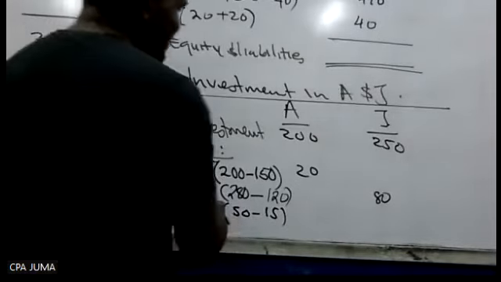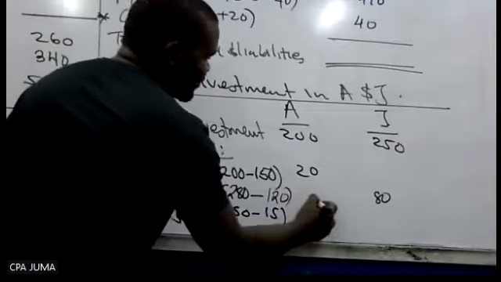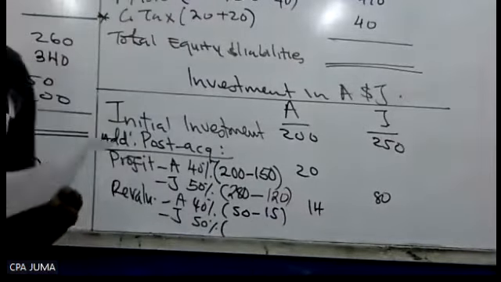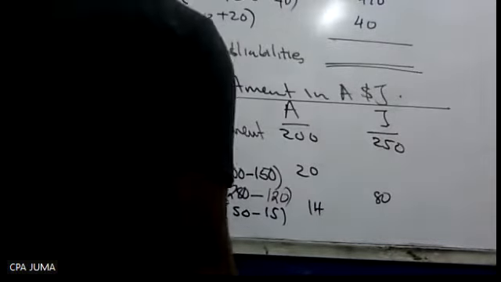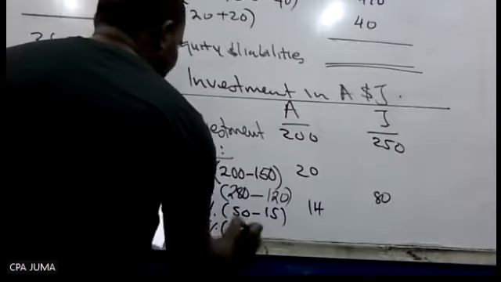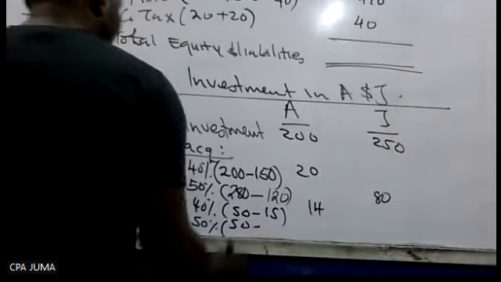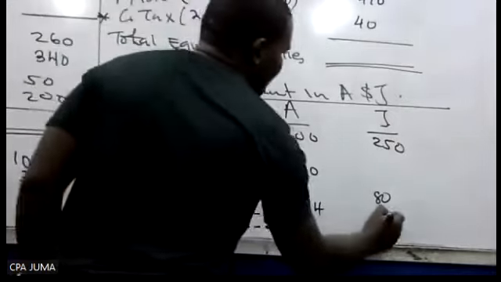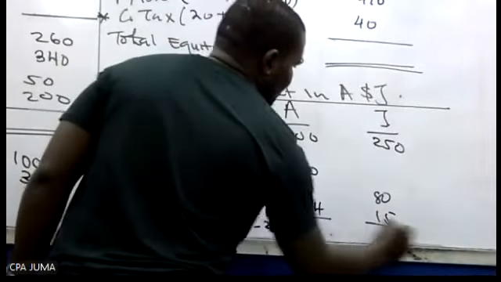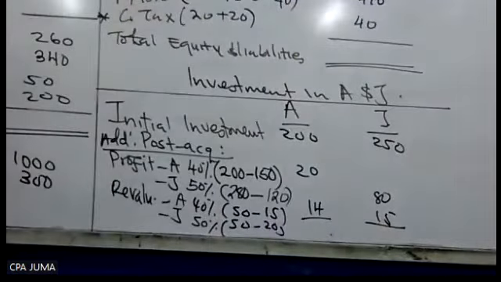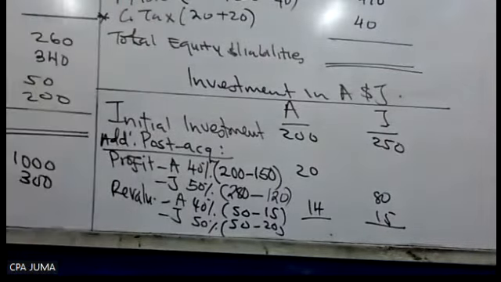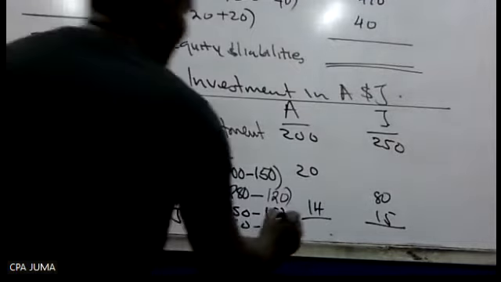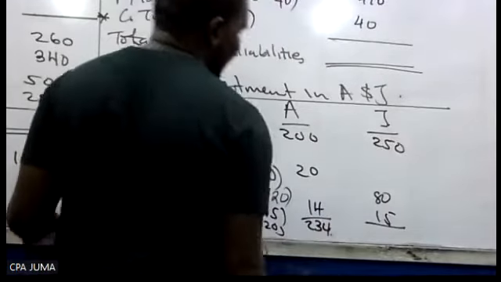So 50 minus 15 by 40, you get? 14. Then for J, closing revaluation is how much? 50 minus 20, 30. 15. Full stop. So now, can you add what these people should claim? Our investment. The first one is 34. And the other one?